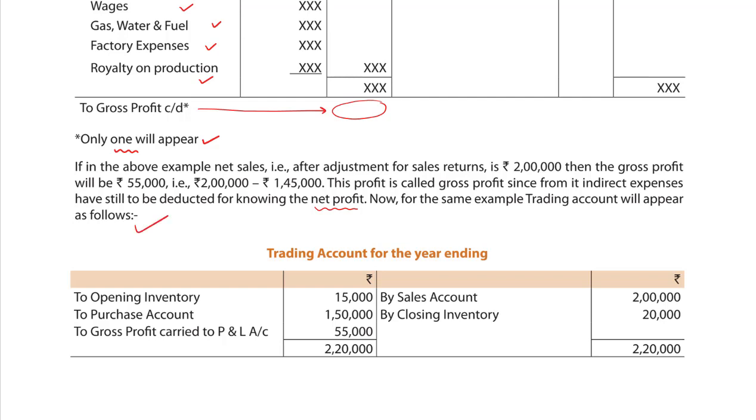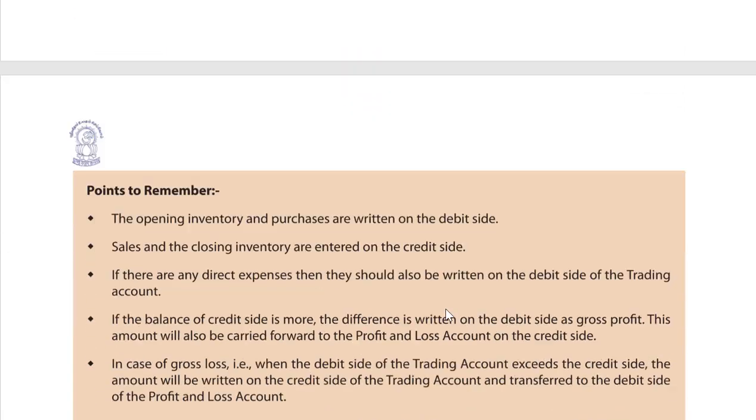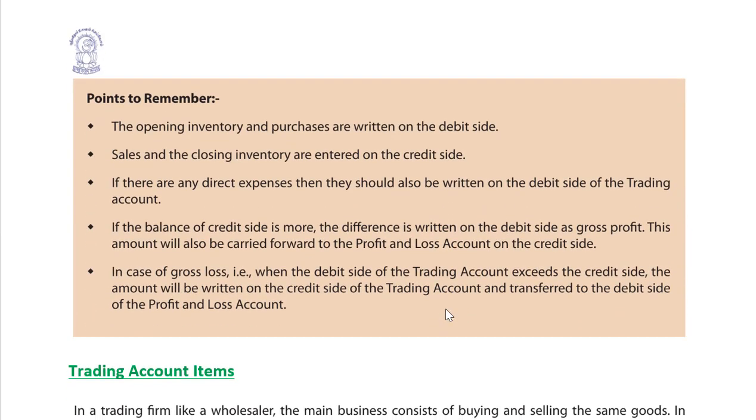account will appear as follows: trading account for the year ended. On the credit side, sales, closing inventory. On the debit side, opening inventory, purchases, and gross profit, that is 55,000. Points to be remembered: the opening inventory and purchases are written on the debit side. Sales and closing inventory are entered on the credit side.